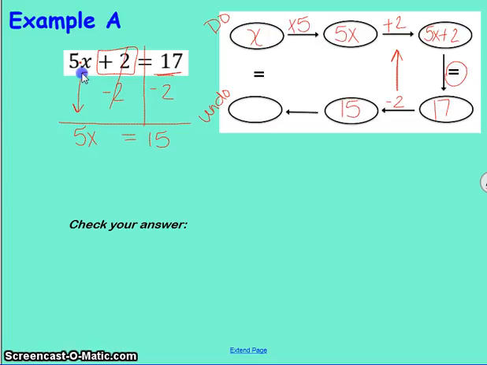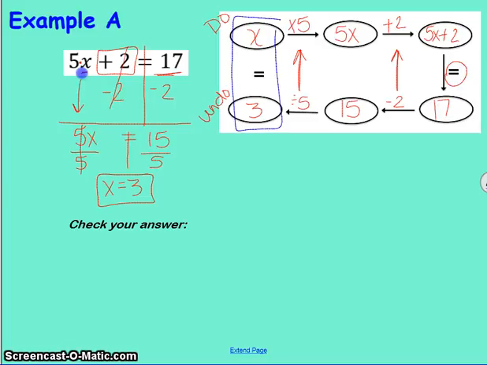So go ahead and put that in your flowchart. Then I look up here. The opposite of multiplication is division, so I'm going to be dividing by 5. Remember, I divide by 5 on both sides, so that equal sign. And x is equal to 3, because 15 divided by 5 is 3. Then I have my answer, which is x is equal to 3, just like I have here.